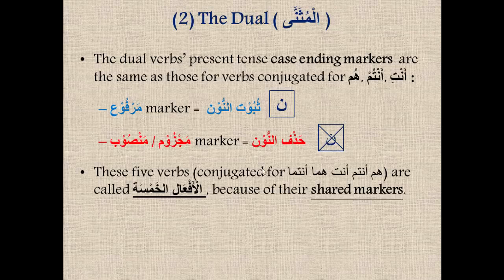So, all 5 of these verbs, i.e. those verbs conjugated for hum, antum, anti, huma, and antuma, all 5 of them are collectively called al-af'al al-khamsa, because of their shared markers. And al-af'al al-khamsa, this phrase literally means the 5 verbs. So their case endings all revolve around the noon, the presence of the noon in the marfu' and the absence or elimination of the noon in the majzum and the mansub.